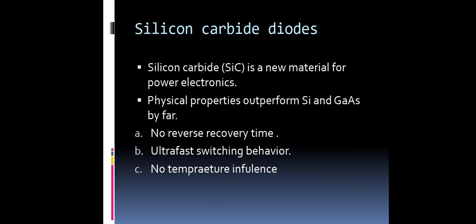First is no reverse recovery time. Second is ultra fast switching behavior, and third is no temperature influence on the switching behavior. These are the main features of the silicon carbide diode. The typical device has a rating of 600 volts, 6 amperes, and this is a device mostly used as a diode.